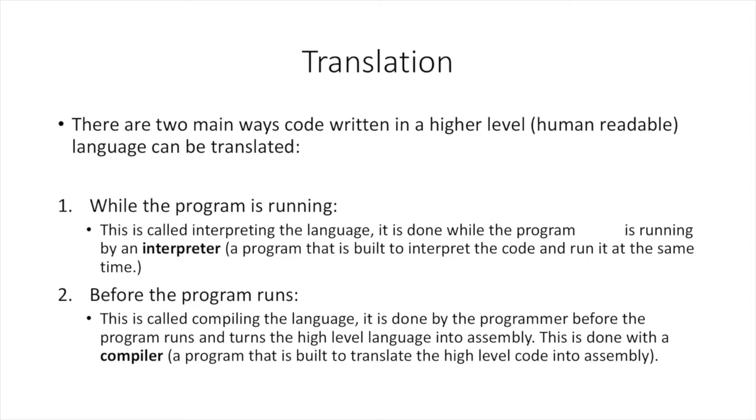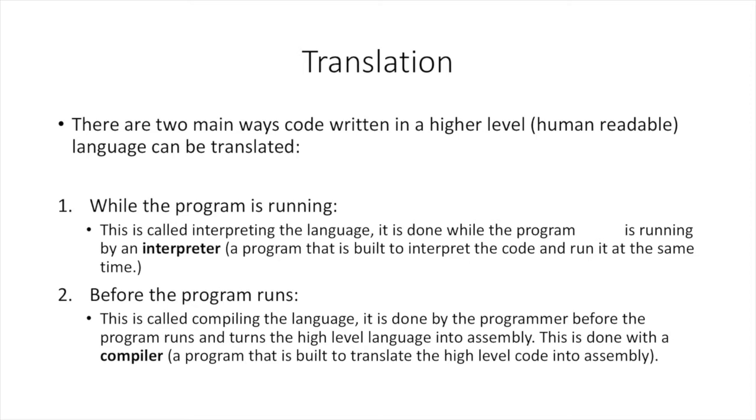If your program is going to be translating the code you wrote while the program is running, this is called interpreting the language, and it's done while the program is running by what's called an interpreter. The interpreter is just another program, and that program takes your code, and it basically reads it kind of line by line, you could say, right? And then executes it line by line, right? Or statement, instruction by instruction, and it runs that and interprets the code at the same time. So this tends to be slower.